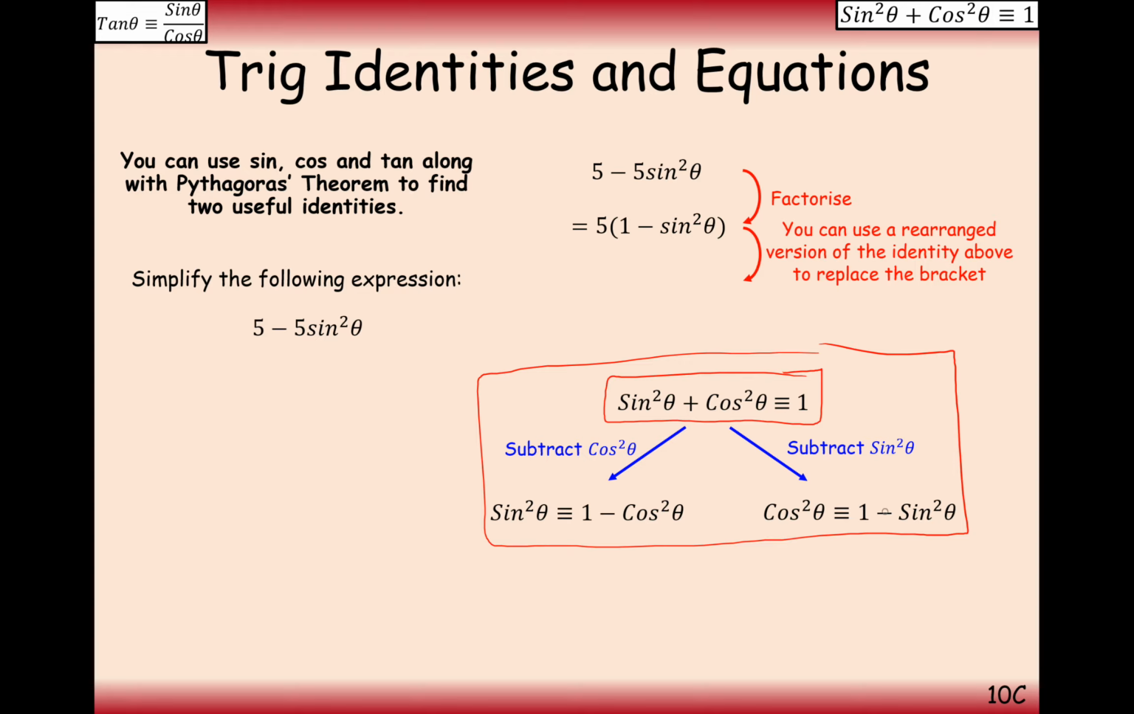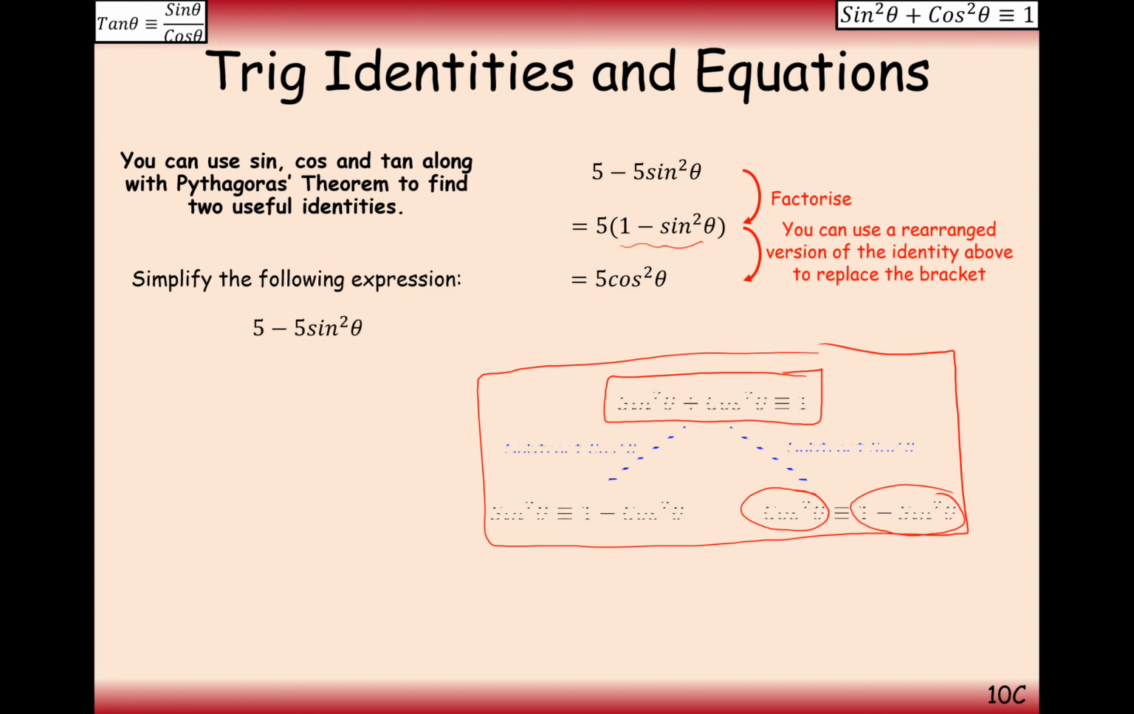And in this trig question here, what I'm going to want to use is this value here, 1 minus sine squared theta, because this is exactly equal to cos squared theta. So what I've done here is I've simplified 1 minus sine squared theta to cos squared theta.